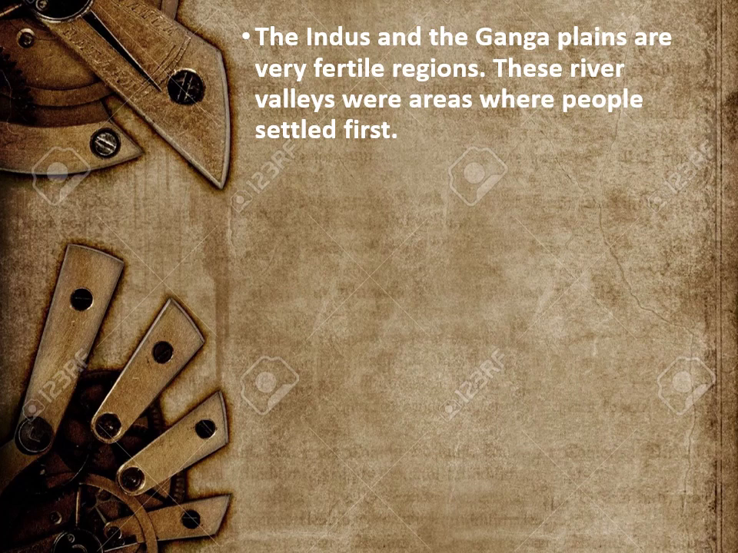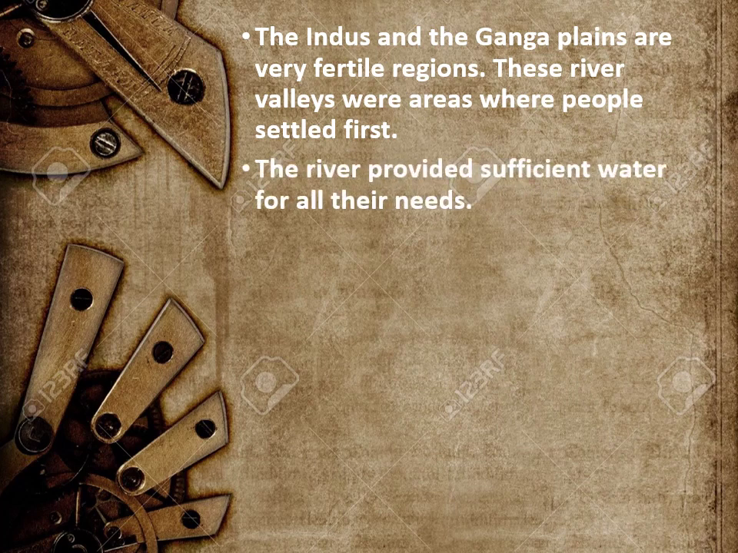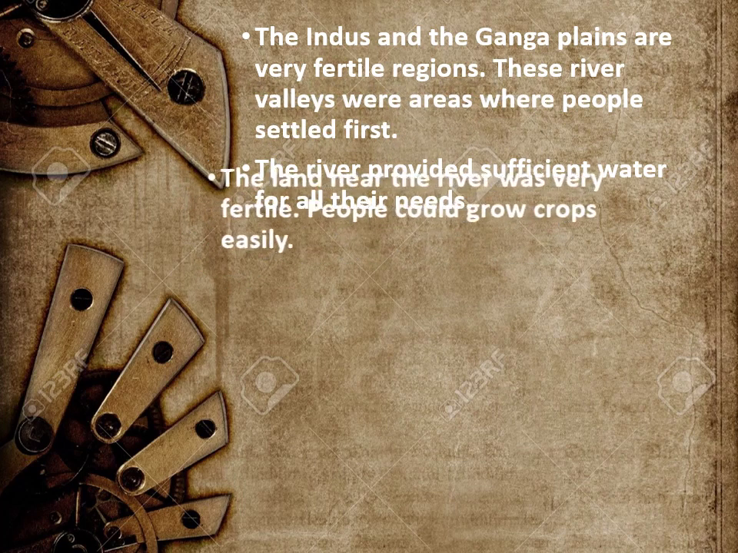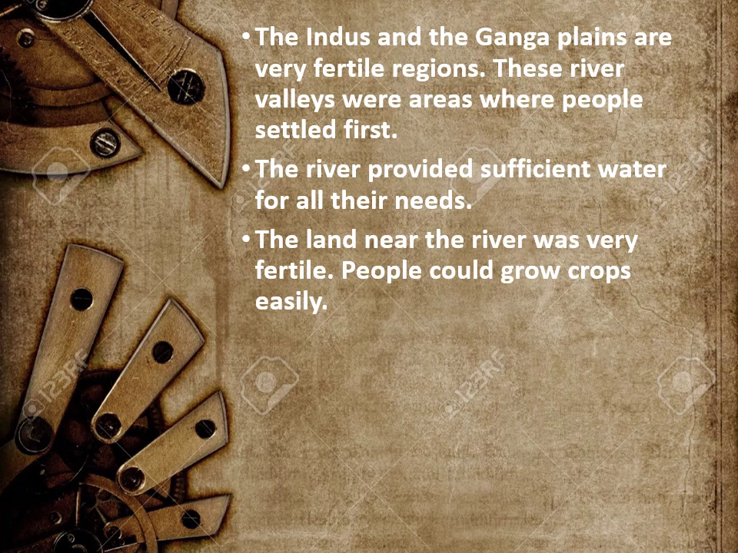The Indus and the Ganga plains are very fertile regions. These river valleys were areas where people settled first. The river provided sufficient water for all their needs. The land near the river was very fertile.